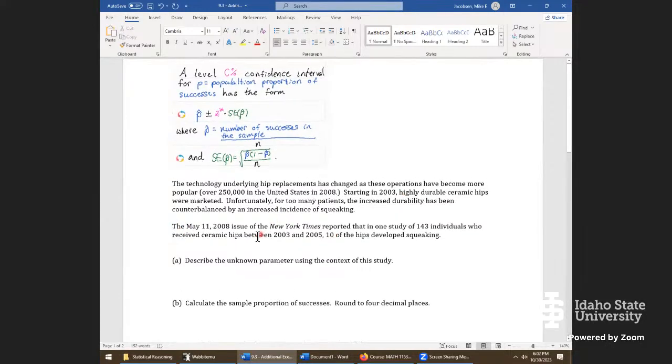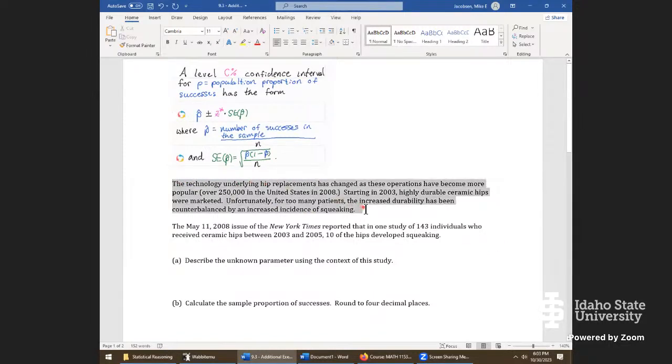This is a real article from 2008, published in the New York Times, and they reported one study found of 143 individuals who have these hips, 10 hips developed squeaking. So based on this evidence, we want to see what is the true proportion or true percentage of all of these ceramic hips made in this time frame that would develop squeaking? That's our context. Let's go through it a second time and see if we can pick out any numbers.